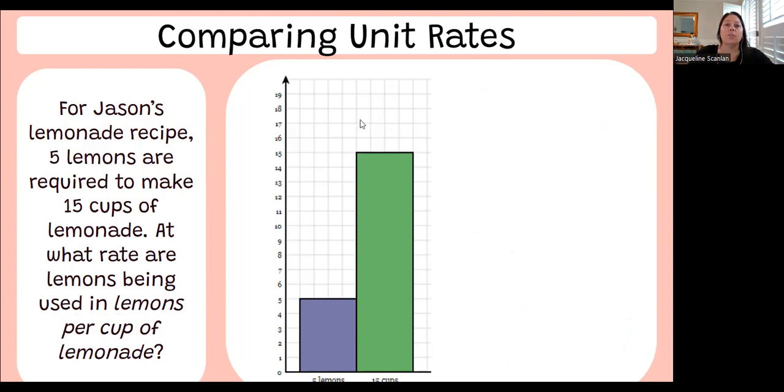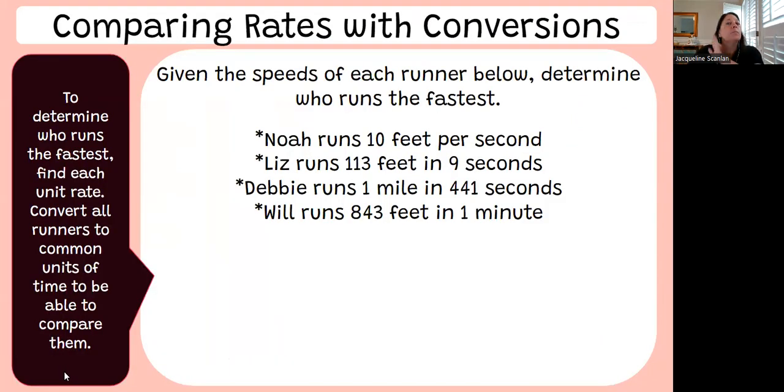All right, we're going to do one more example. So this last one is an example of comparing different scenarios when we have to do some conversions. So let's read the problem first and try to figure out what we're dealing with. The question says, given the speeds of each runner below, determine who runs the fastest. And then it gives us 4 different runners.